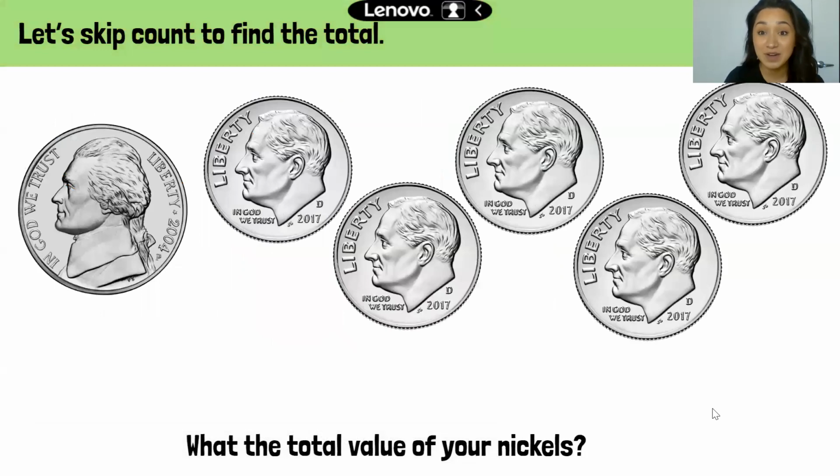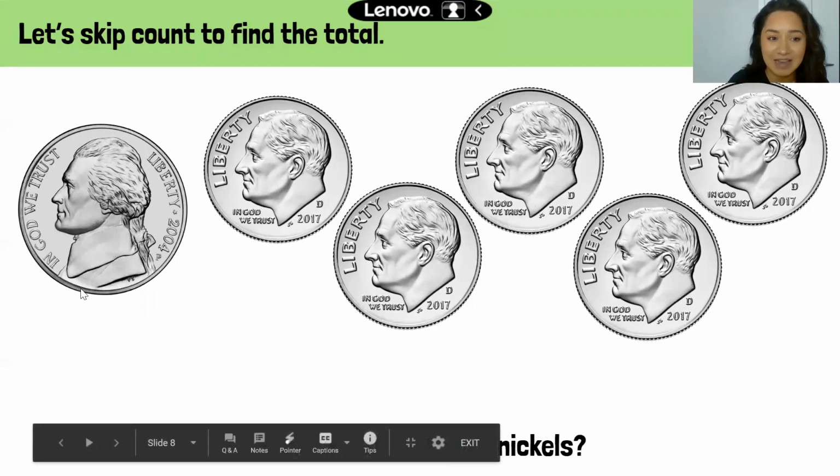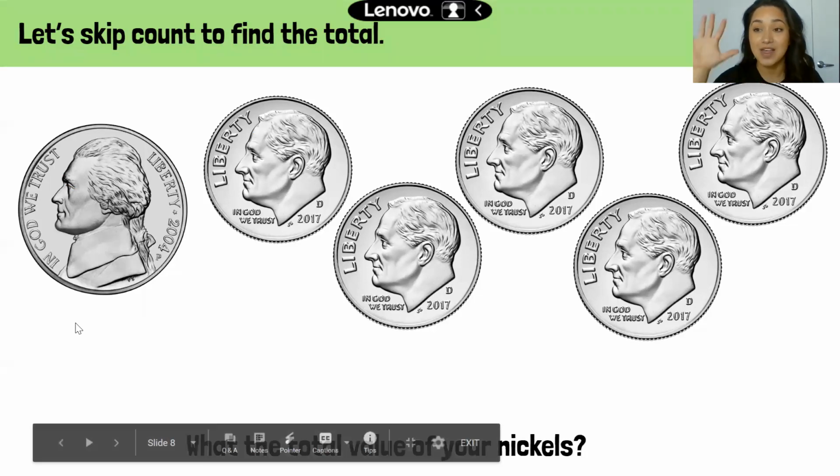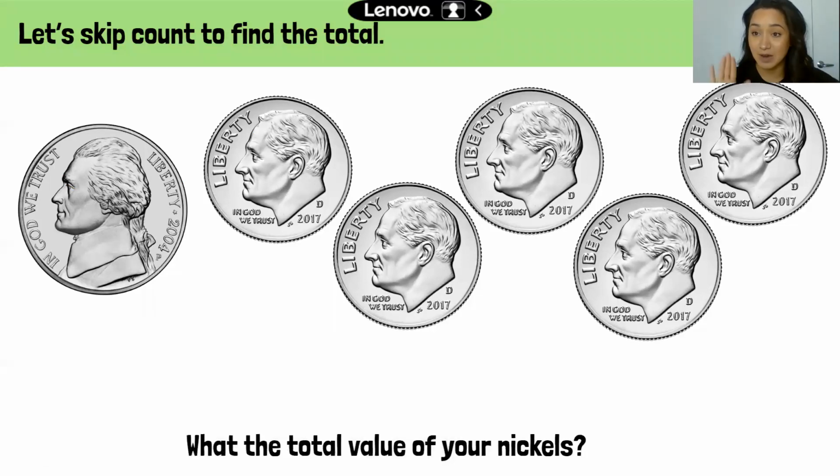Now, this is where it gets tricky. There are multiple different coins on my screen. What are some coins that you see? There are 2 different coins. What coins do you see? You might see a nickel and you see some dimes, all right? Starting from the left side, let's start skip counting up. Now, they are not worth the same amount, so we gotta really be careful.